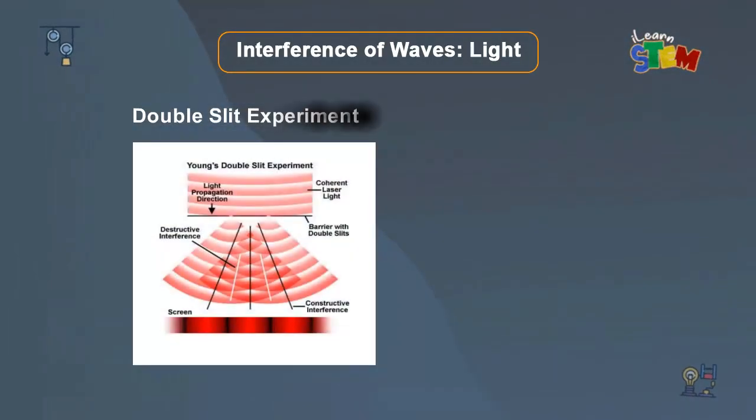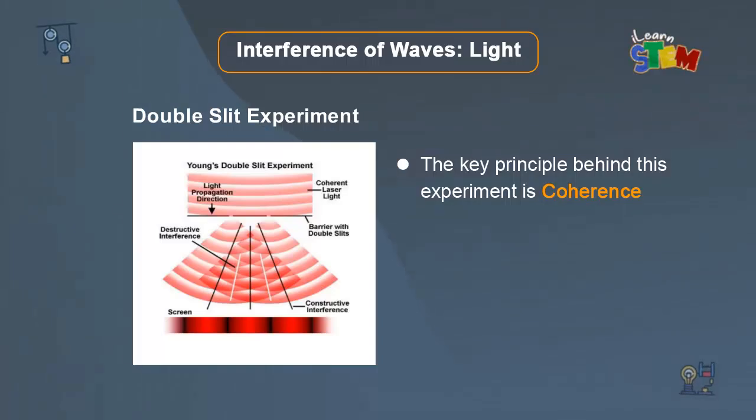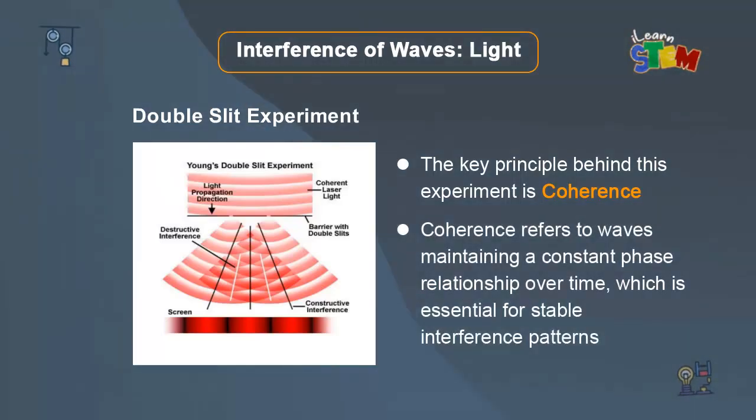Let's connect the dots between these ideas with this experiment. The double-slit experiment is a demonstration of light's wave-like behavior, relying on coherence, where waves maintain a constant phase relationship over time to produce stable interference patterns. Let's break it down step by step.